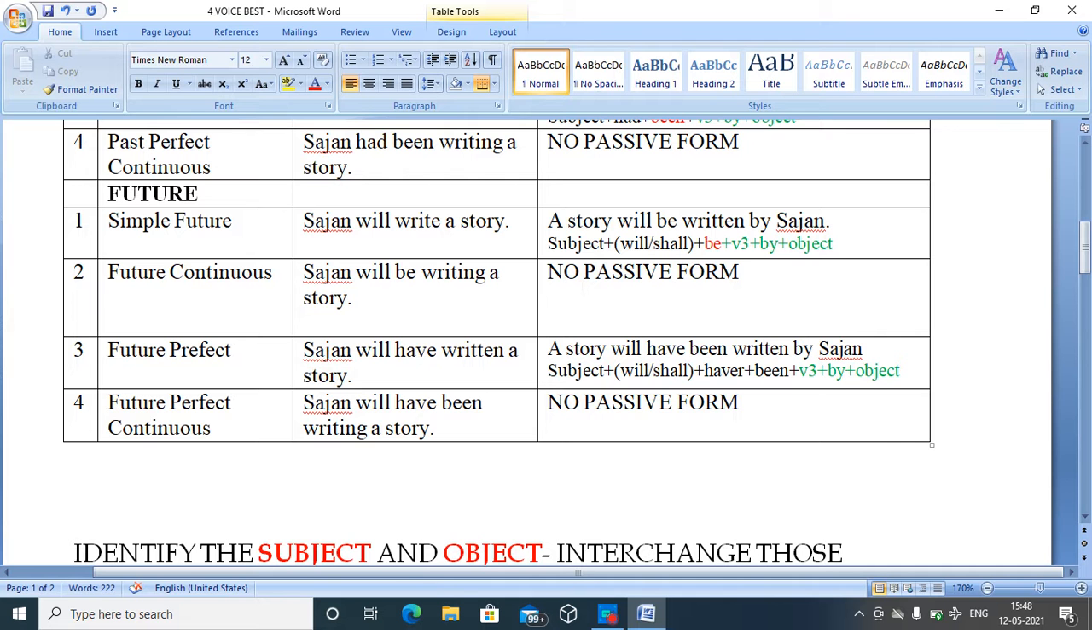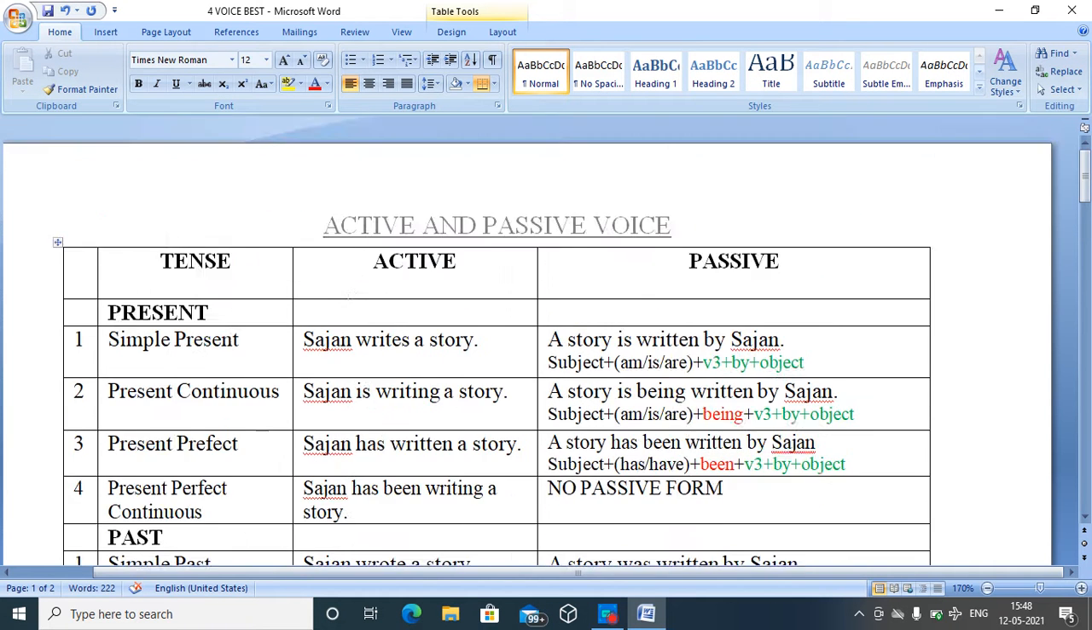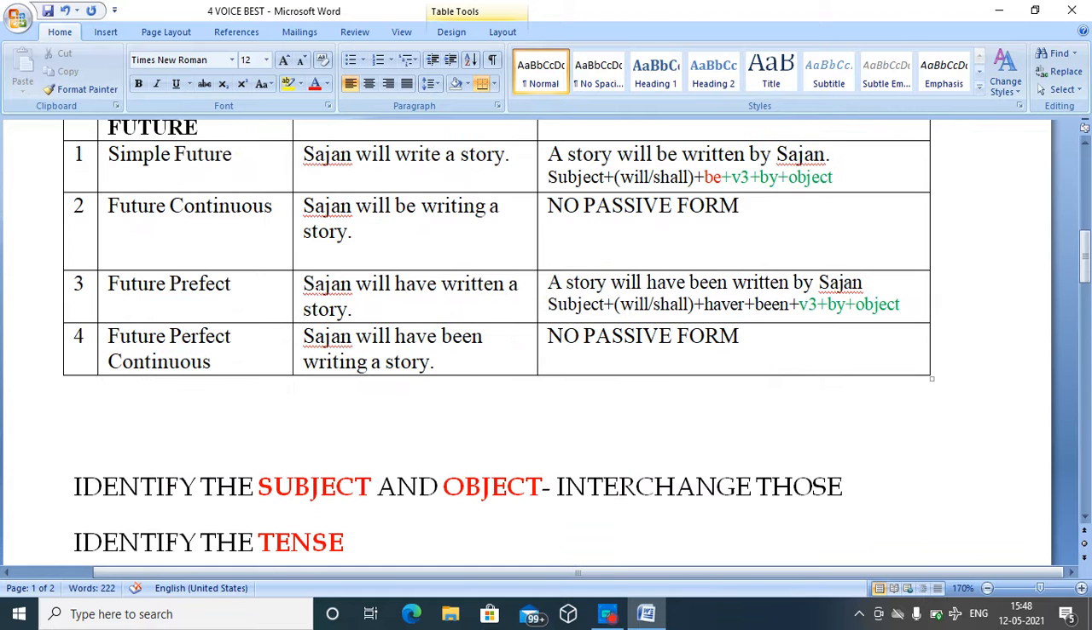Future perfect. The construction, the active sentence, you just look at the active sentence. Sergeant will have written a story. Will have plus V3 plus object. That is the normal active sentence, because we know in future perfect tense will have or shall have are the available helping verbs, and as it is a perfect tense, already you have to use the V3 form.